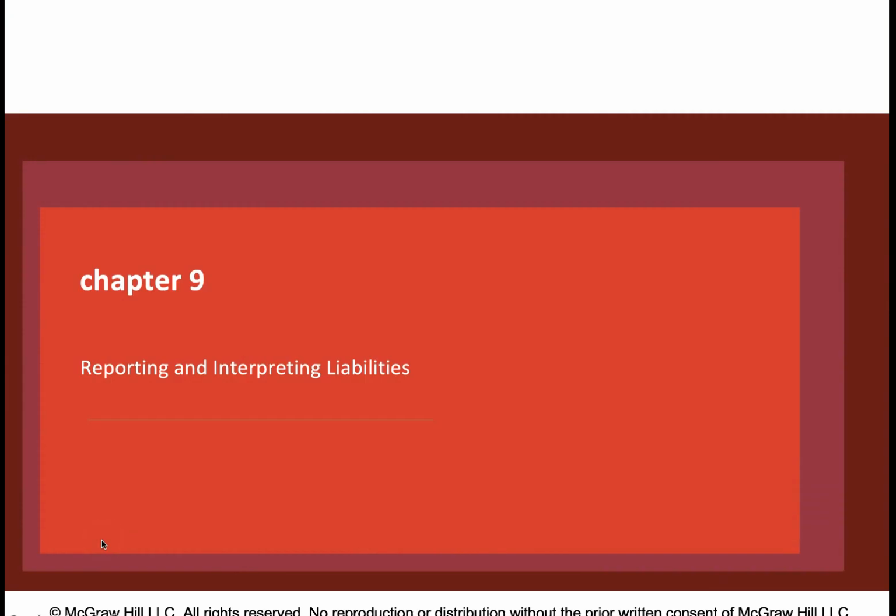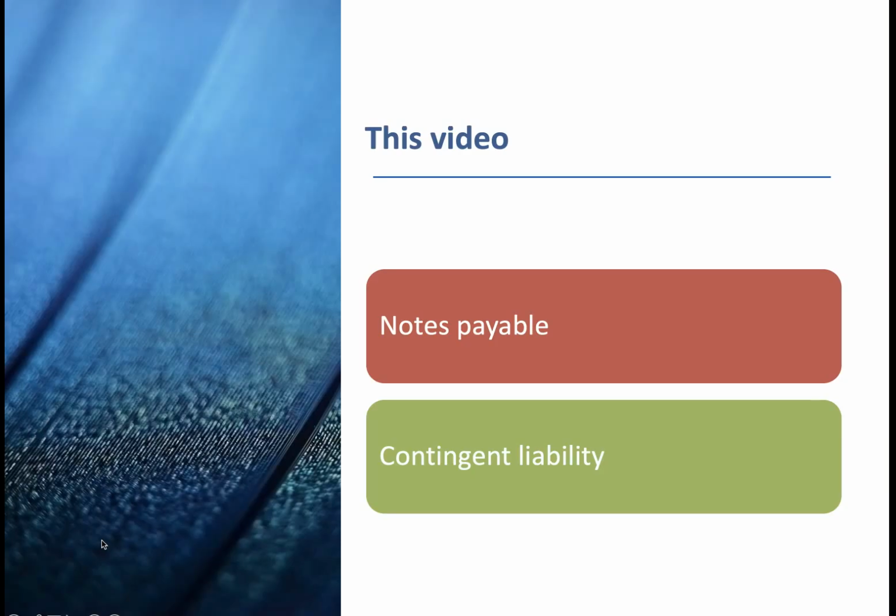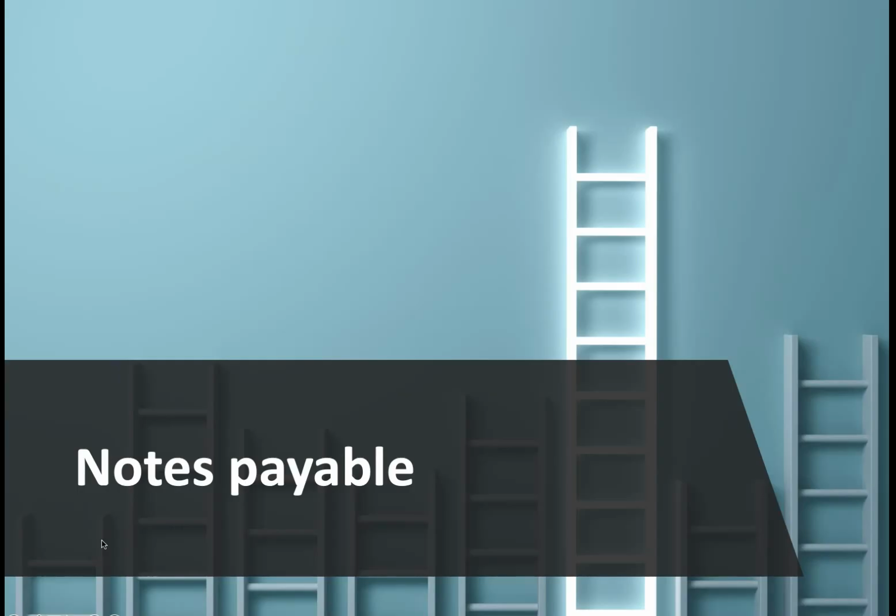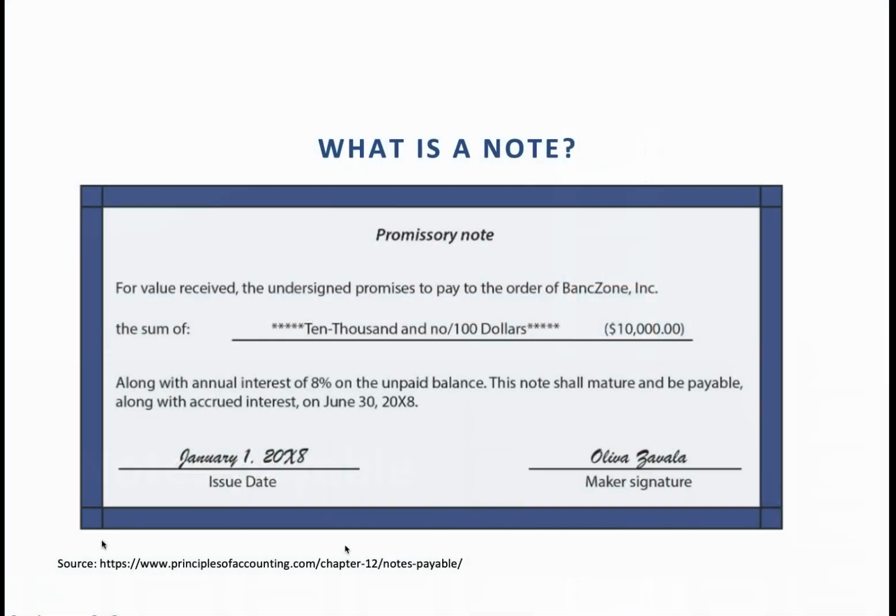Welcome back. In this video, I'm going to explain notes payable and contingent liability. Let's get started. Let's first talk about notes payable. What is a note? A note is basically, in essence, a written contract of borrowing.